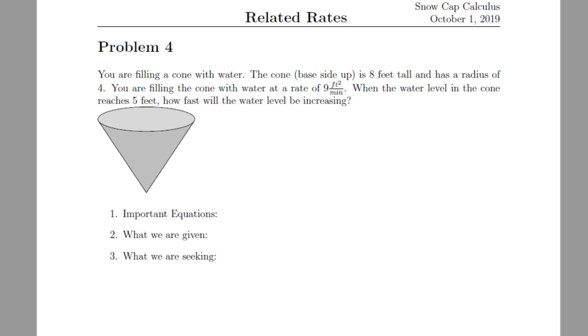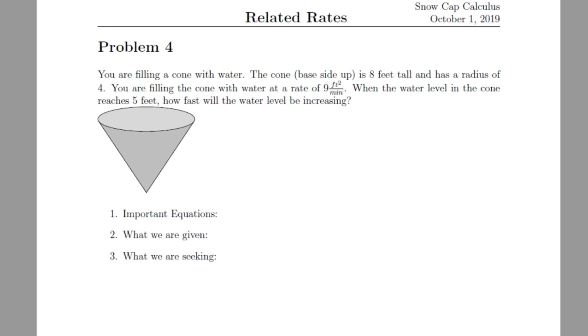Let's see. This is one of the more complicated problems you'll see. I'd say this is a staple problem of Calc 1 related rates. It's usually filling up a swimming pool, filling up a cone, and we're going to get right down to it. All right, so you are filling a cone with water. The cone with the base side up is 8 feet tall and has a radius of 4. You're filling the cone with water at a rate of 9 square feet, I guess that should be cubic feet, per minute. When the water level in the cone reaches 5 feet, how fast will the water level be increasing?